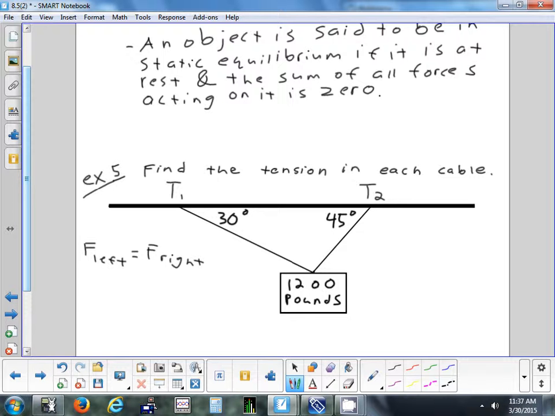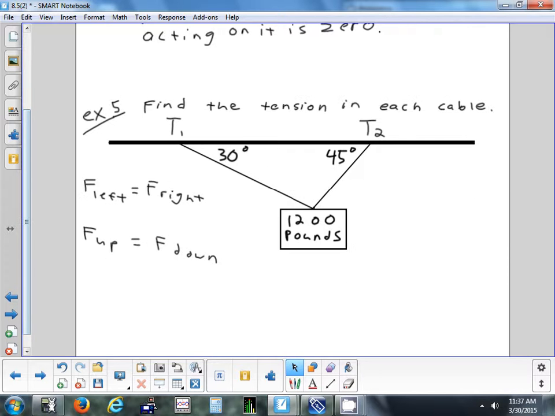Okay. And Jill, what other direction did we say it's not moving in? Up or down. It's not moving up or down. So the force that's pulling it up is equal to the force pulling down. Okay, now we need to try to sketch some of these forces.